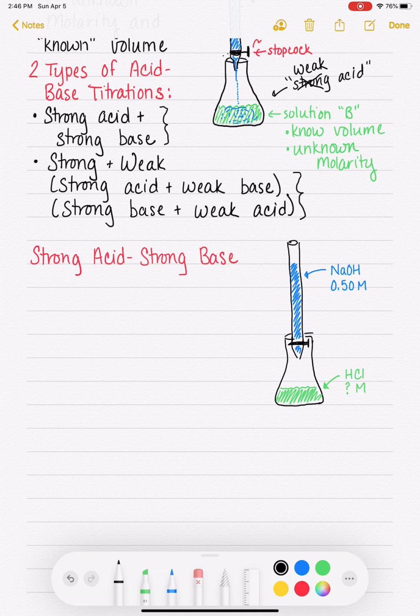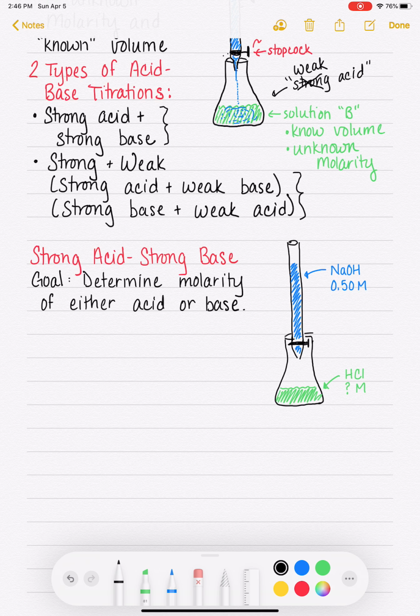For any strong acid base titration, our goal is going to be to determine the molarity of either the acid or the base, whichever one we don't know. In this case, our goal is to determine the molarity of the HCl.